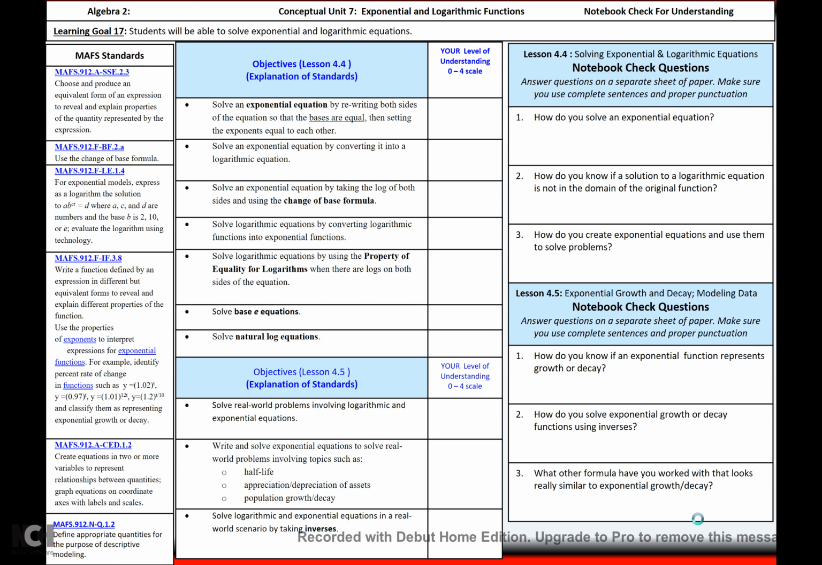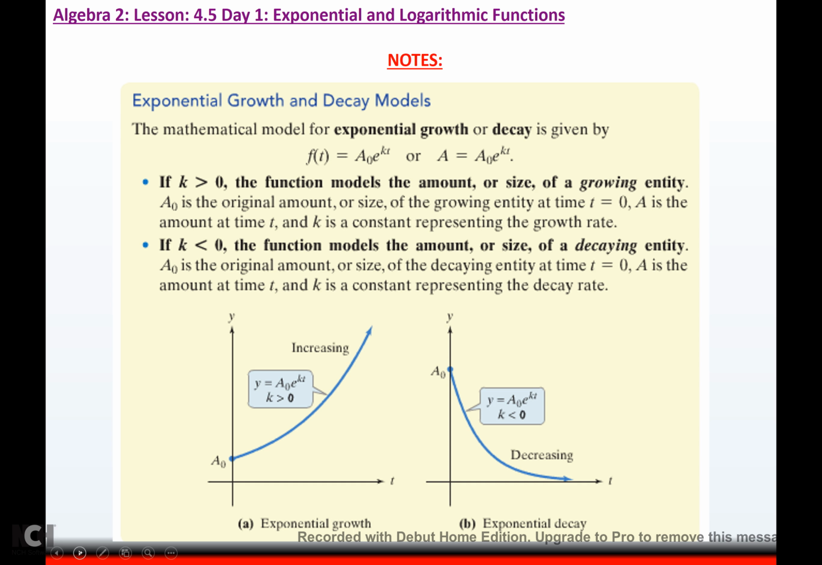All right, we're going to be talking about exponential growth and decay and how we can use exponential functions to model data. It says exponential growth and decay models. The mathematical model for exponential growth or decay is given by these functions, and there are other exponential growth and decay functions also.